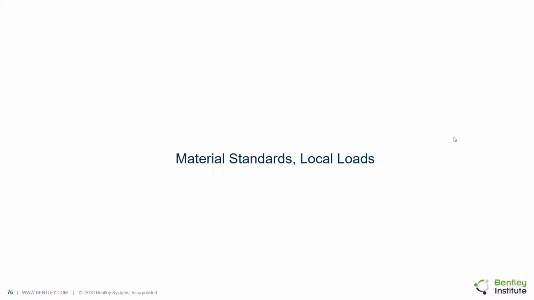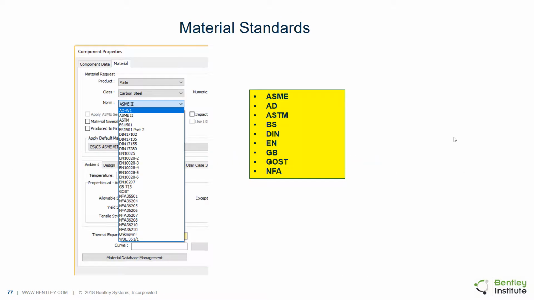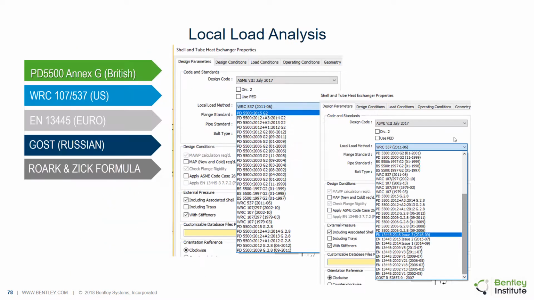Let's look at some material standards and local load methods now. Most widely used material standards are available in AutoPIPE Vessel, specifically ASME, AD, ASTM, BS, DIN, EN, GB, GOST, and NFA. The local load analysis can be performed as per PD 5500 Annexure G, WRC 107/537, EN 13445, GOST method, and also Roark and Zick formulae.